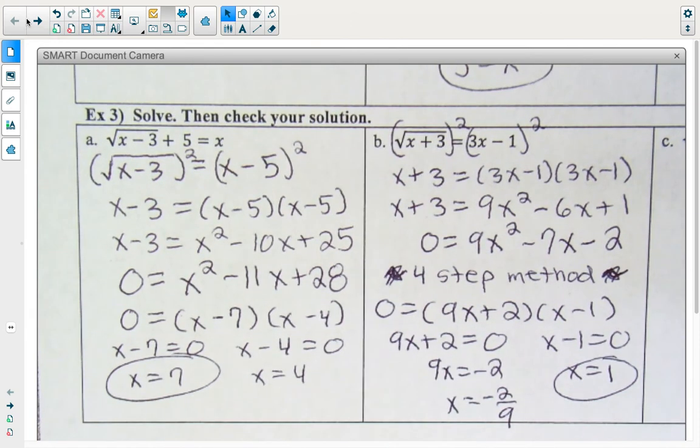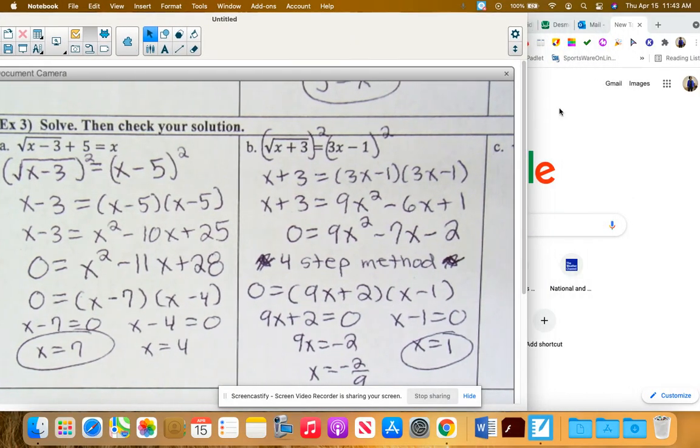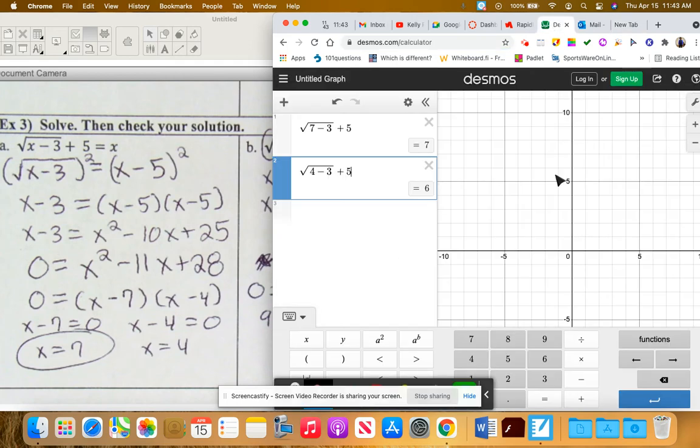So let me pull up a Desmos tab here. Let me see if I can still put this in our viewing window here. Okay, so I have done A for us already. So over here, it tells me to do the square root of x minus 3 plus 5 equals x. X is the number 7 or x is 4. So for the first part, I plugged in 7. 7 minus 3 plus 5 should give me 7 back. And look, it gives me 7 back, so that means it works.